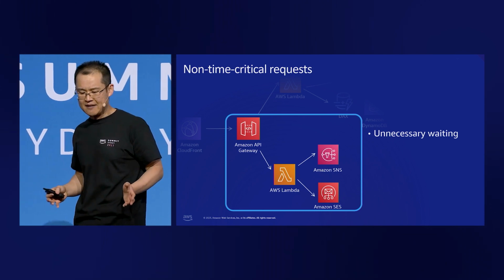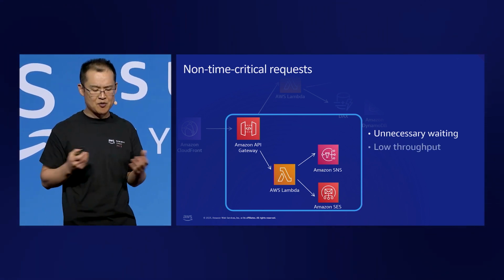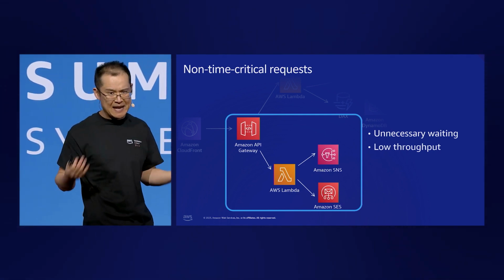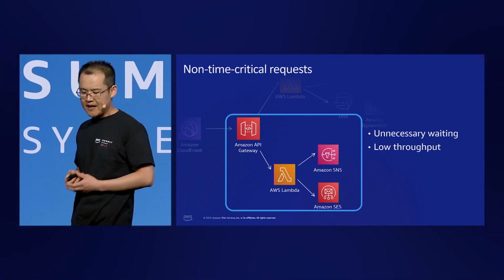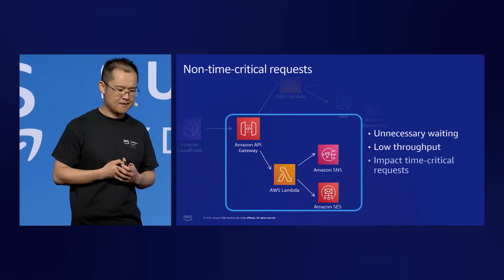On the technical side, synchronous requests mean we cannot apply batching to improve system throughput. When there's a large volume of requests, synchronous Lambda invocations consume your account level Lambda concurrency. It may impact the more time-sensitive Lambda functions and business transactions.